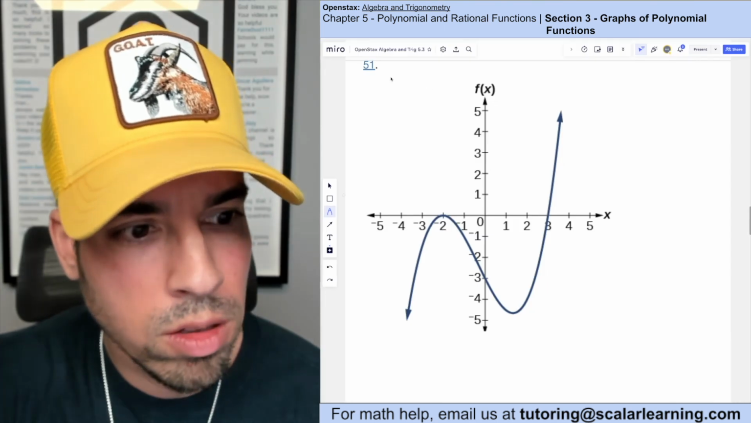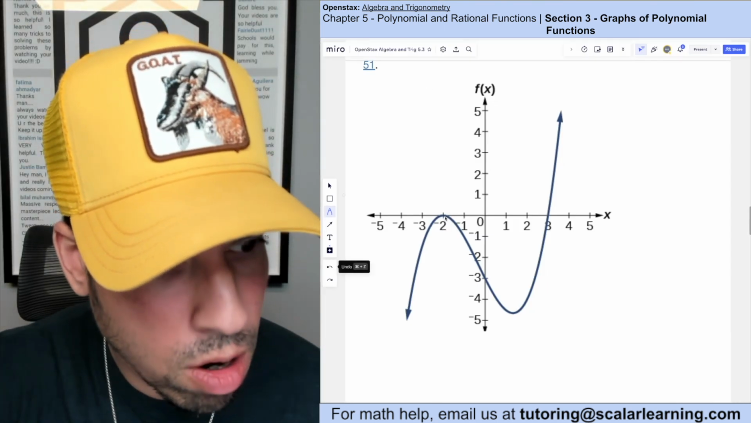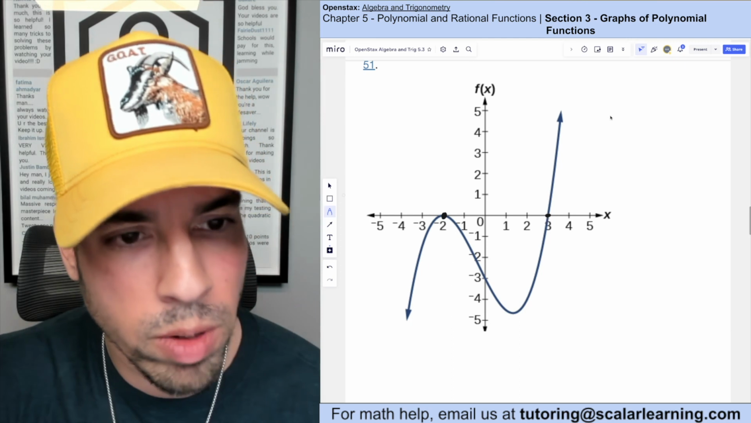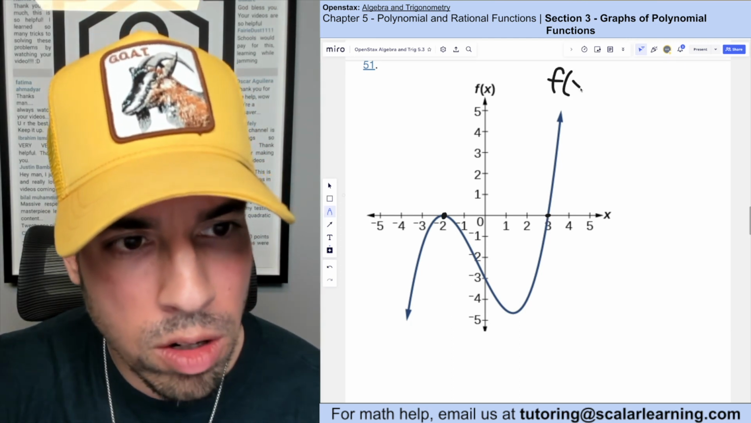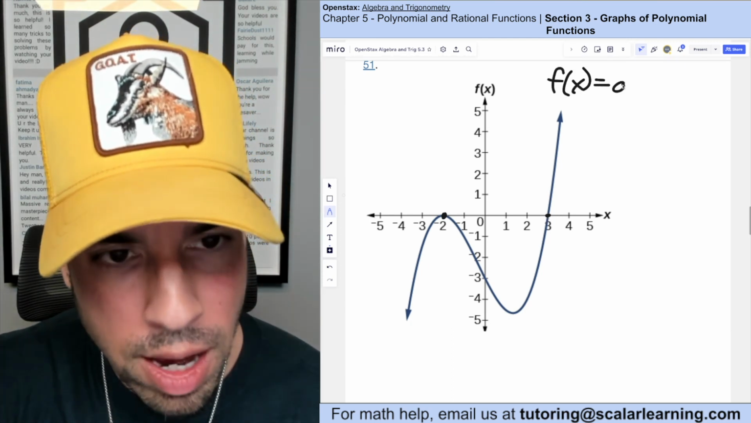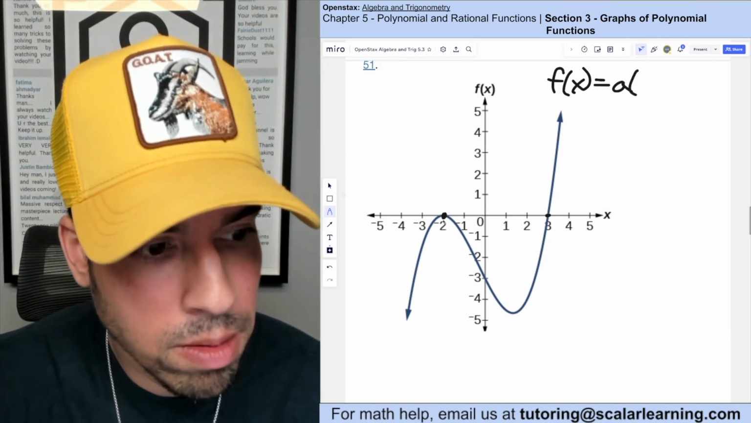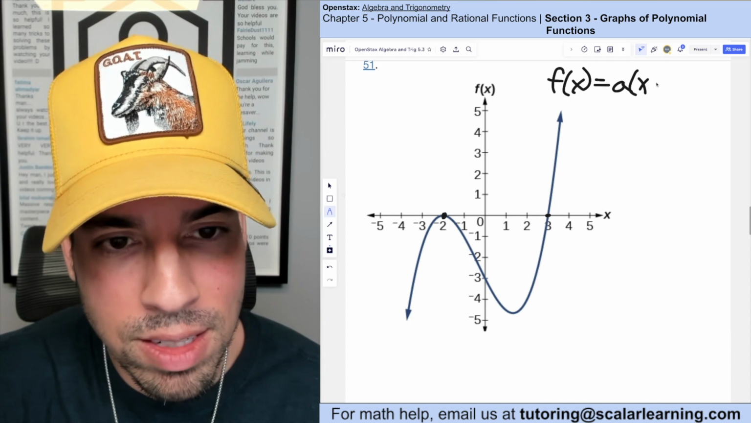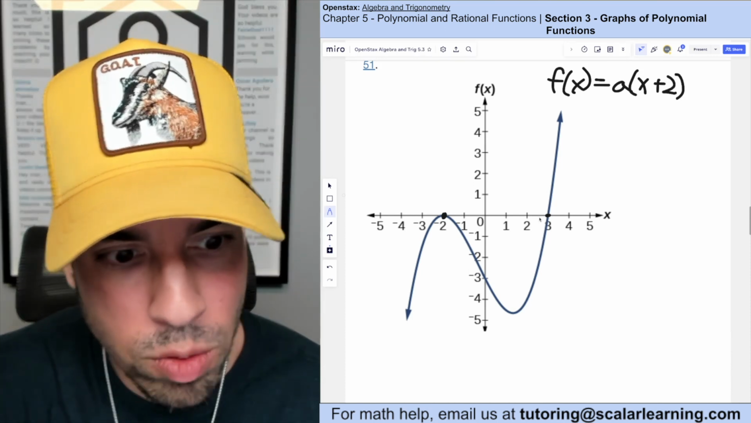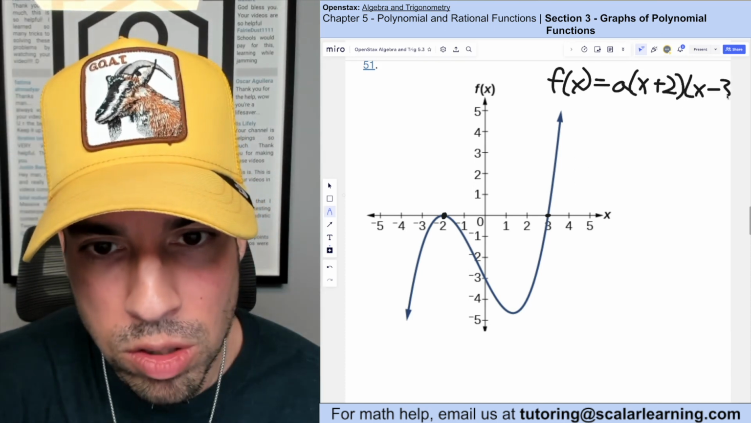So for this one, we're going to start by identifying the zeros, of which there are 2, right? So that means we've got our standard equation with an a in front because we don't know what that coefficient's going to be. And then we have x minus that 0, x minus -2, aka x plus 2, and then x minus 3. So this is our starting point.